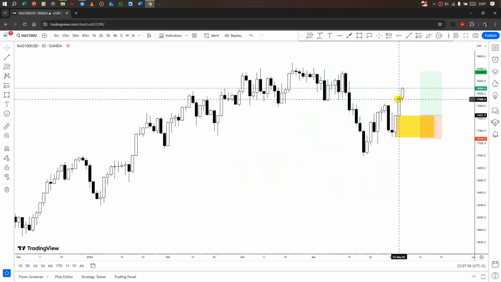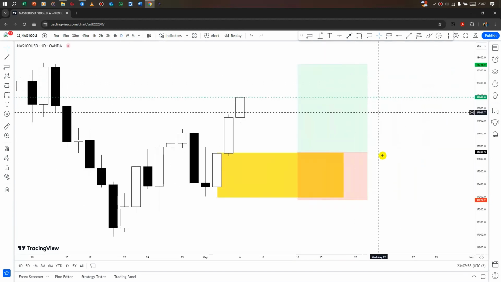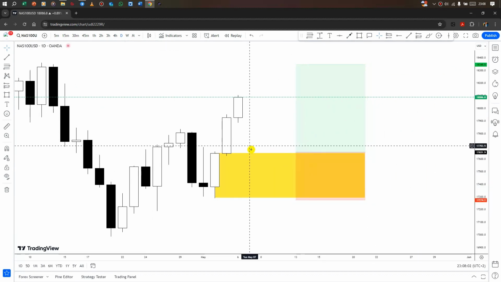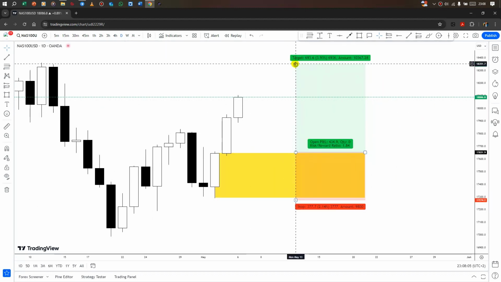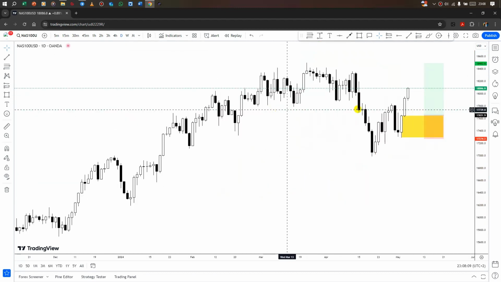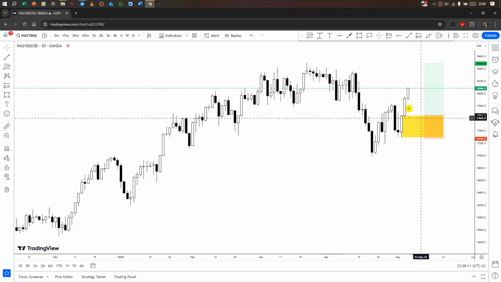What you just have to do is use your smaller time frames to refine this daily demand zone here to get a low risk and high reward zone, using the supply and demand rules. So that's our anticipation on NASDAQ.